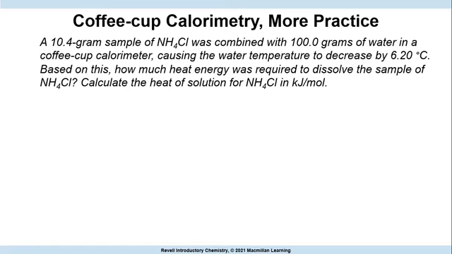A 10.4 gram sample of ammonium chloride was combined with 100.0 grams of water in a coffee cup calorimeter, causing the water temperature to decrease by 6.20 degrees Celsius. Based on this information, how much heat energy was required to dissolve the sample of ammonium chloride? Calculate the heat of solution for ammonium chloride in kilojoules per mole. So when we calculate that heat, that is the heat of solution. Now the next part, we are being asked to calculate it in kilojoules per mole.